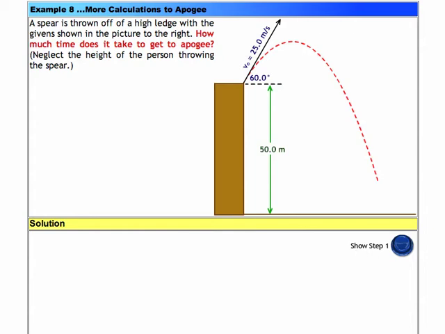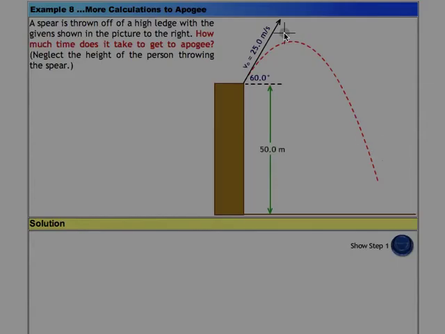The spear is thrown off a high ledge with the givens shown in the picture to the right. How much time does it take to get to apogee? Neglect the height of the person throwing the sphere. So remember, we define apogee as the point in the motion that's the highest from the starting point and has a vertical velocity of 0. So in this problem, what I'm looking for is the point that's right here.